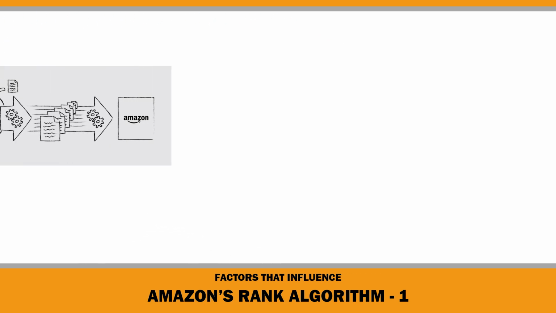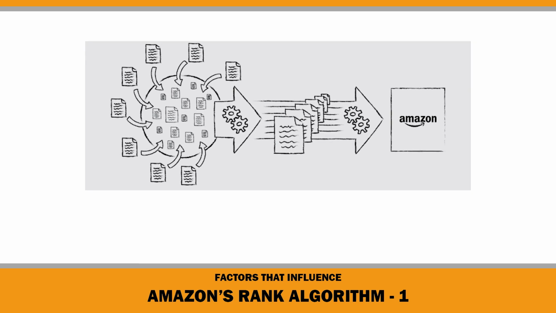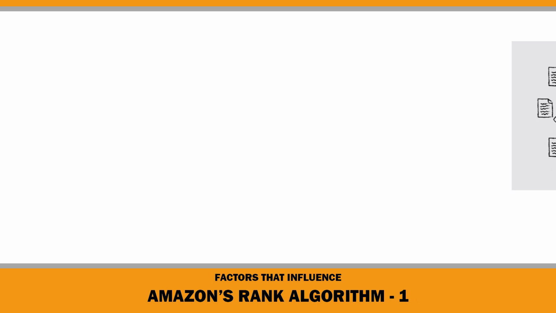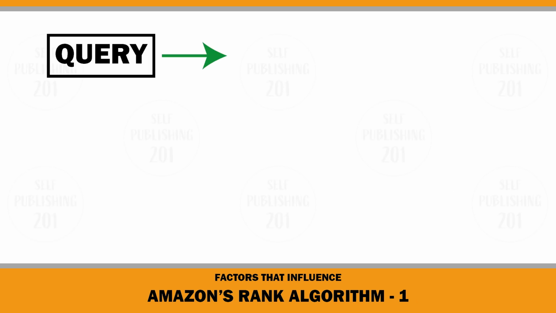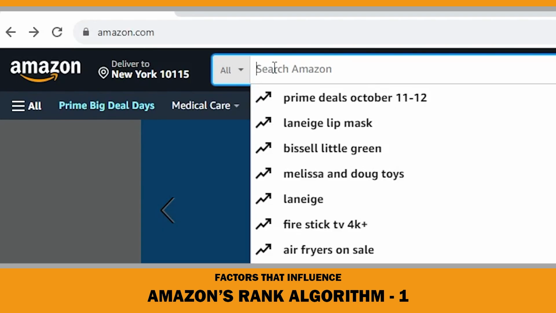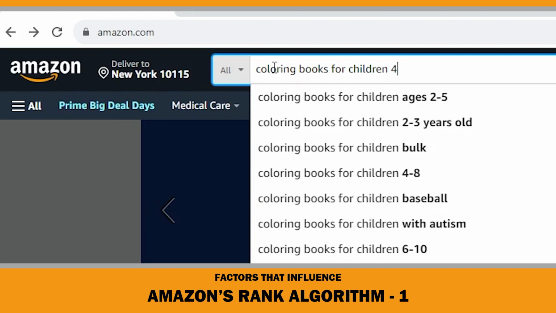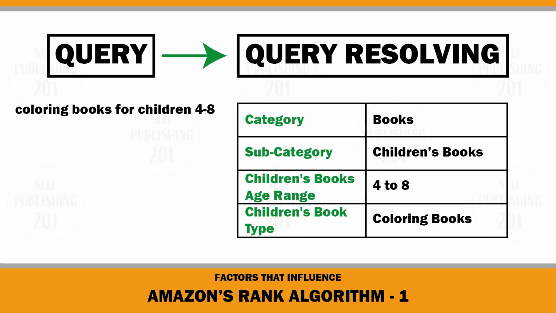Before this, I think learning the basics of how search algorithms work will help you understand the subject and find your own tactics to sell more KDP books on Amazon. Let me try to explain it understandably. Please notice that I will talk about search algorithms in general, not specifically for Amazon. When a user enters a query in the search bar, the algorithm starts with query resolving. This operation splits the search term into more meaningful parts. For example, if a customer types coloring books for children 4 to 8, after the query resolving process, the result will be something like this.